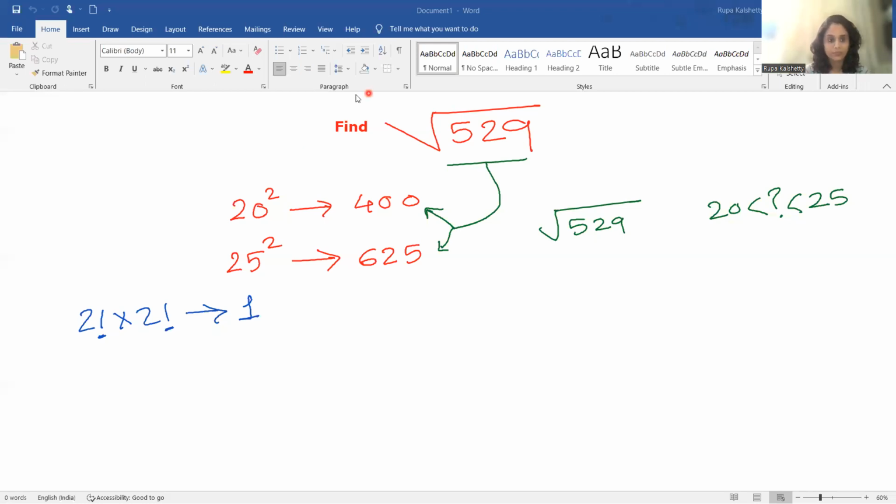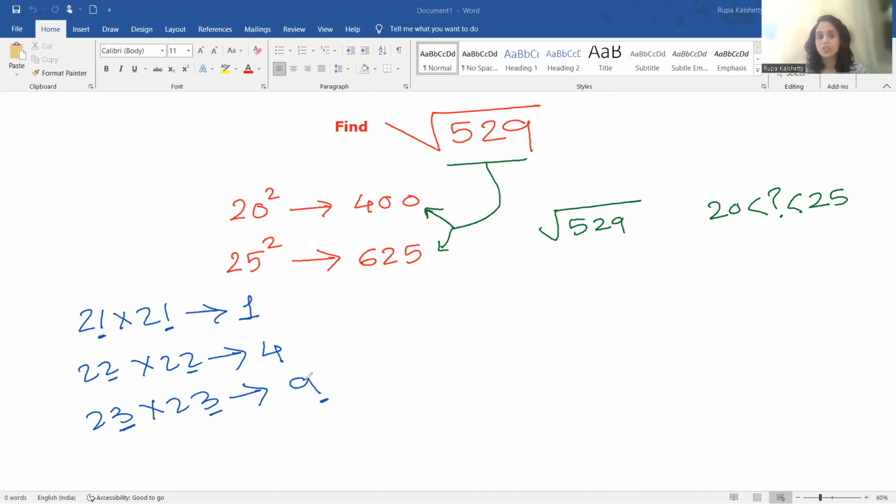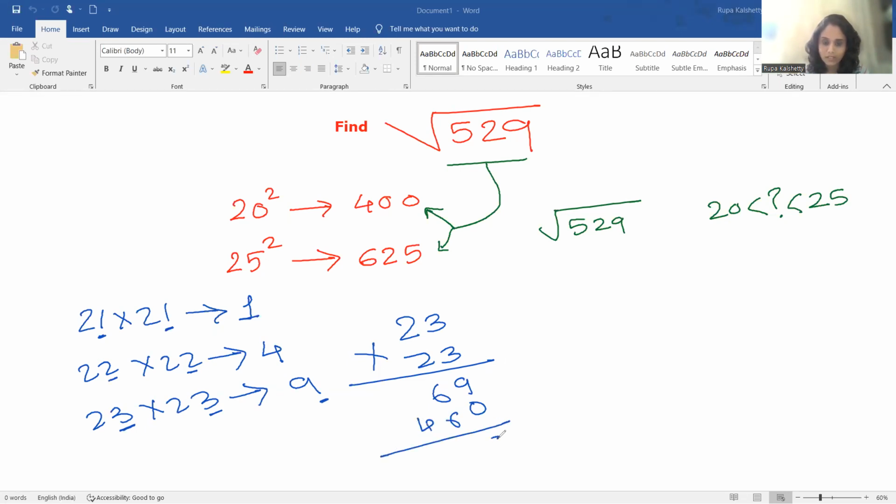Let's try 22 times 22. The multiplication of the ones place will give us 4, which is again not matching with 529. Let's try 23 times 23. So yeah, you can see that 3 times 3 gives you 9 as a ones place number. So let's multiply 23 times 23 to see if it's matching with 529. Yes, 3 times 3 is 9, 3 times 2 is 6, 6 and 4, 9. Yes, and we got the answer.